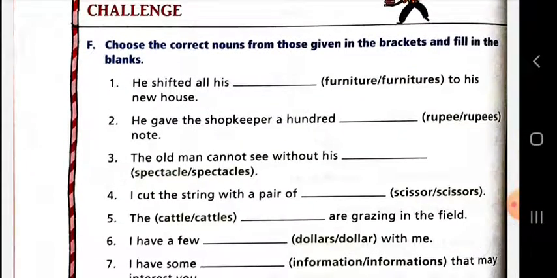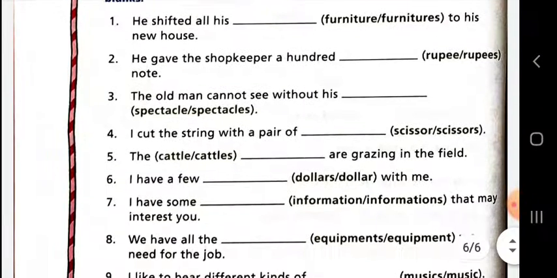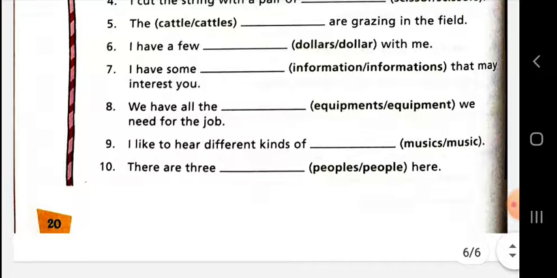Exercise F, you have to write the correct word in the blanks. He shifted all his furniture, not furnitures, you will write here furniture, to his new house. Like this you will solve these exercises.